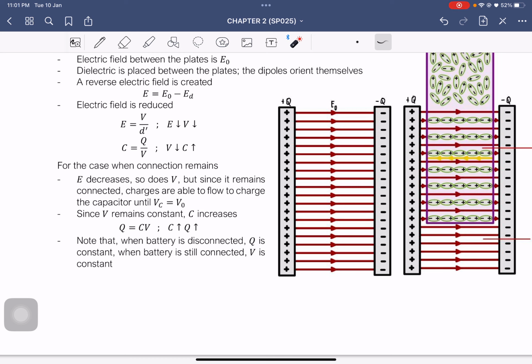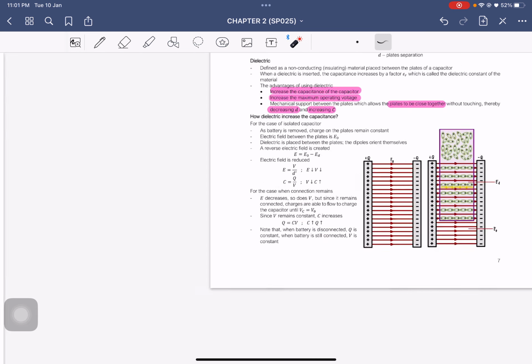Okay, so when the battery is disconnected, remember the charge will still be constant. When the battery is still connected, the voltage is constant. Okay, this is a concept that you just have to understand.